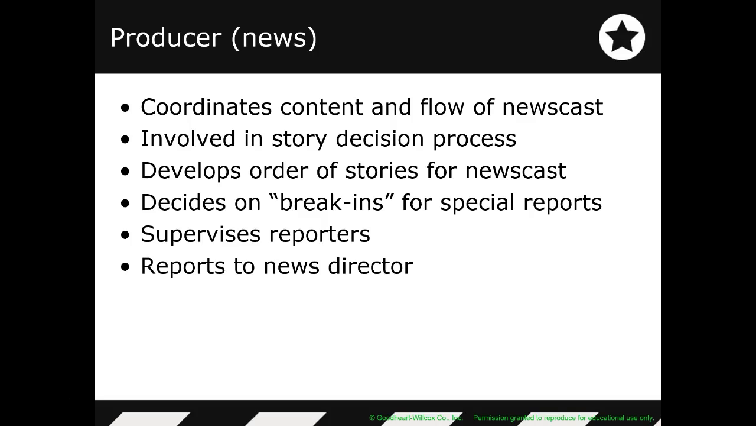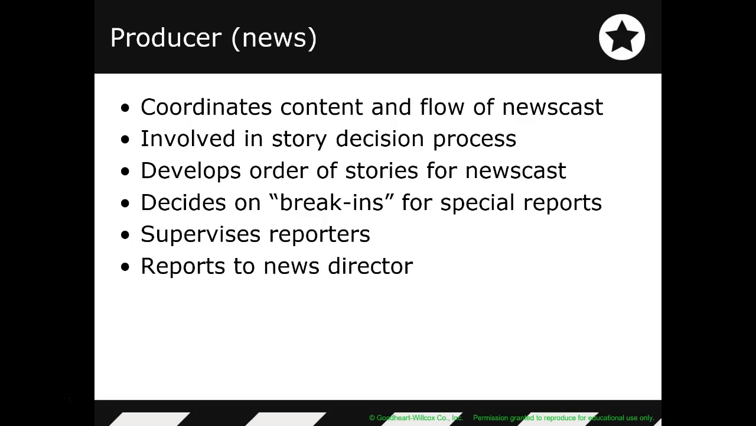They're involved in deciding what stories are going to happen and what order the stories are going to go in. They're the ones in the control room when the newscast is happening, giving information to the director, the anchors, and the reporters, telling them what's supposed to be happening in the show. And they're the ones making split-second decisions on changing things in real time.